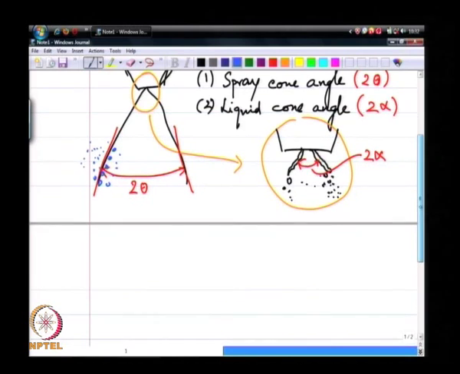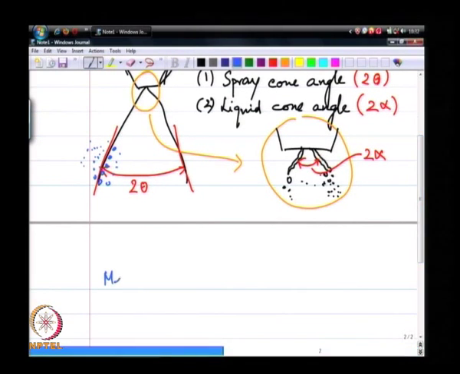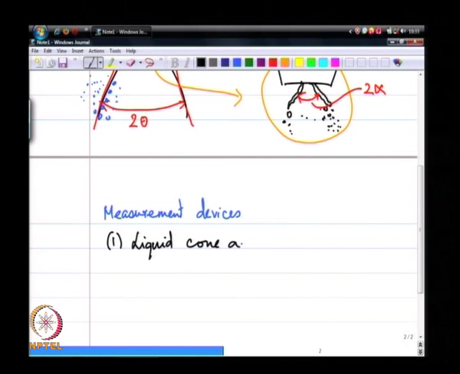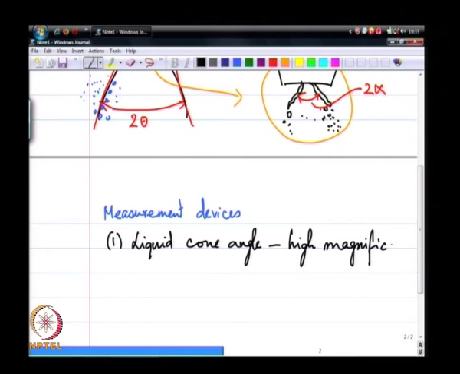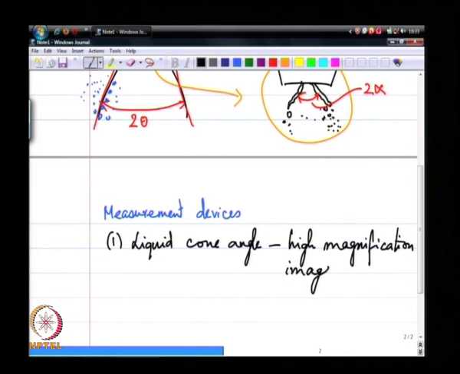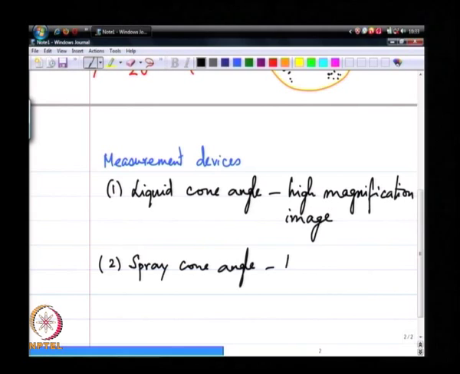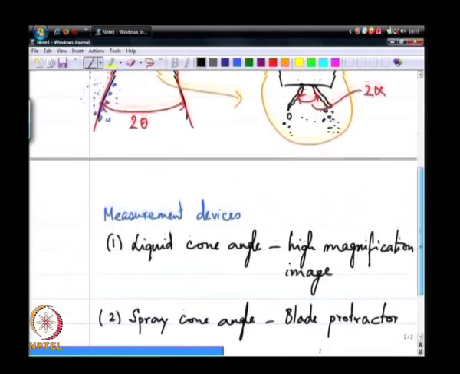But in the industry, typically one could use what is called a blade protractor. So, measurement devices for each of these. So, first the liquid cone angle. Your best bet is a high magnification image. The spray cone angle can be measured with what is called a blade protractor. This is a technique that is widely employed in the industry.